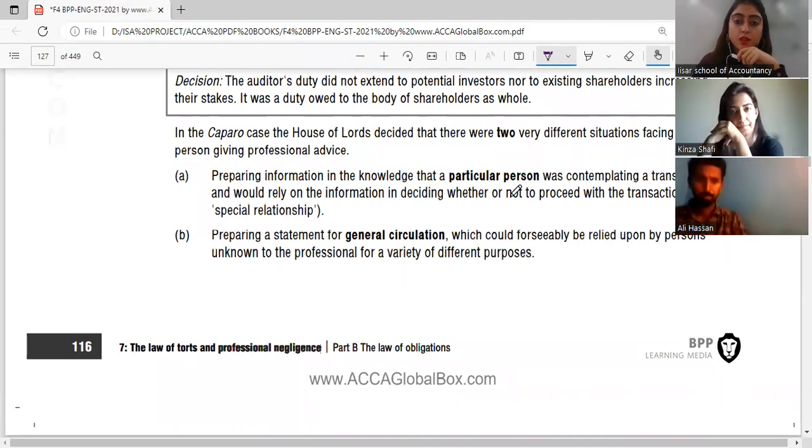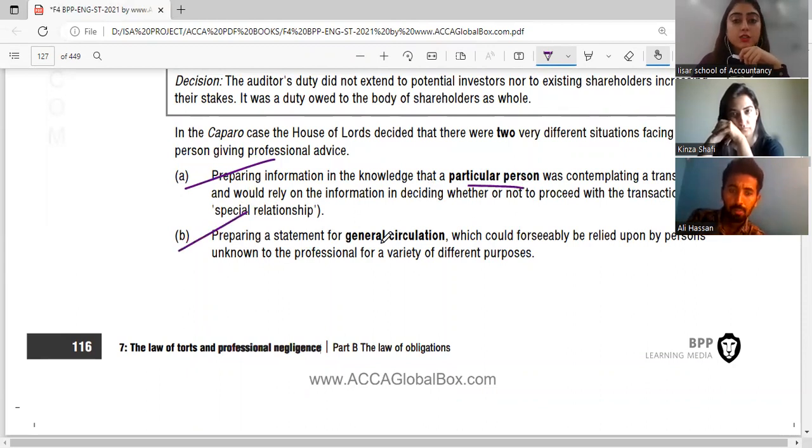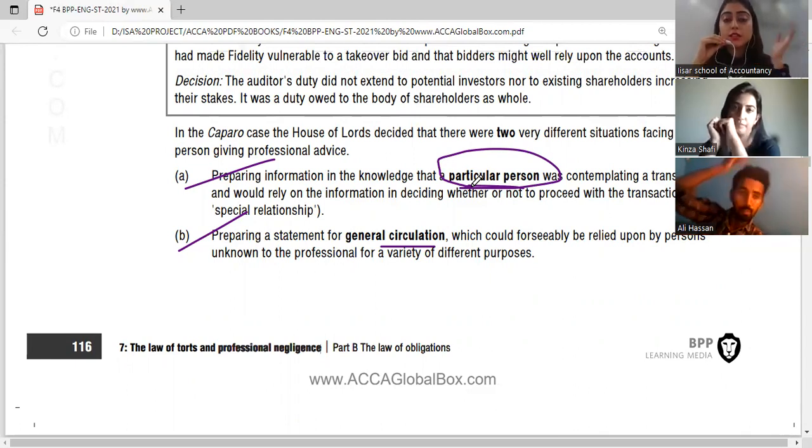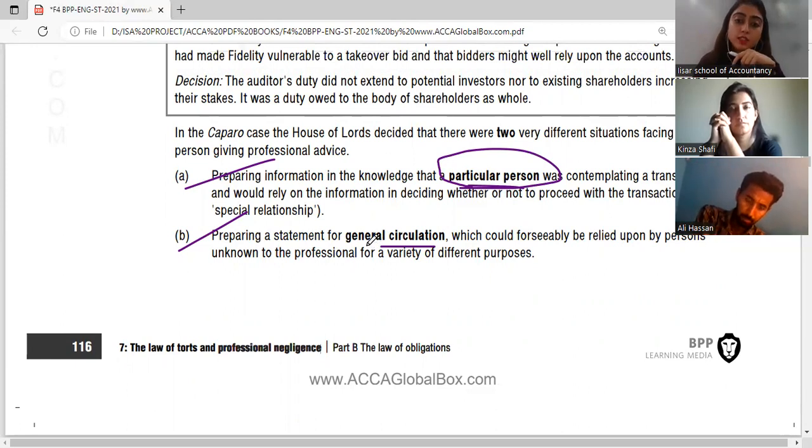One is preparing information for a particular person and the other is a general circulation. When you are making a decision for a particular person, meaning a particular company or a particular individual who has hired you as an expert, as a financial advisor, then you are liable to him. But if you are generating a report that everybody is going to use, the bank is using it, the stakeholders are using it, the employees are using it, the partners are using it, then with that general circulation, you can't be liable to each and every person.